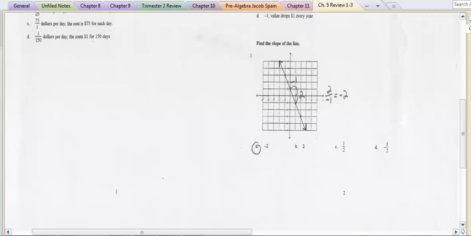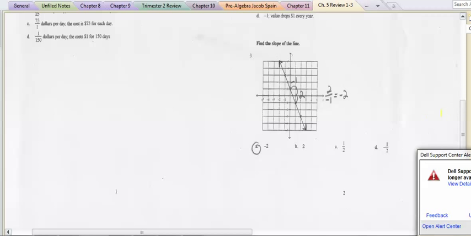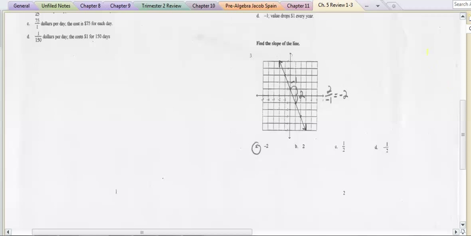Number 3, just finding the slope, and again verifying the values of each of your x and y axis, and you're just going up 1, 2 over negative 1, 1, 2 over negative 1, and so negative 2 is your slope.